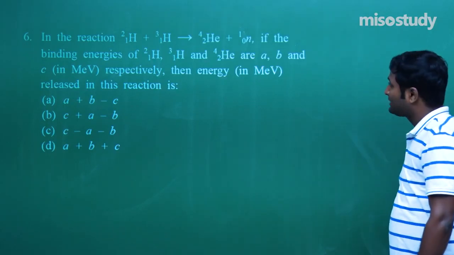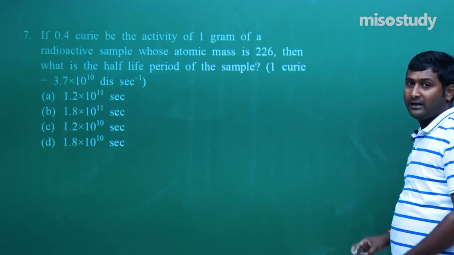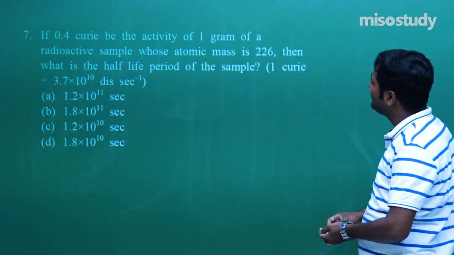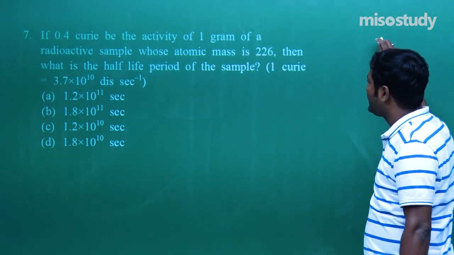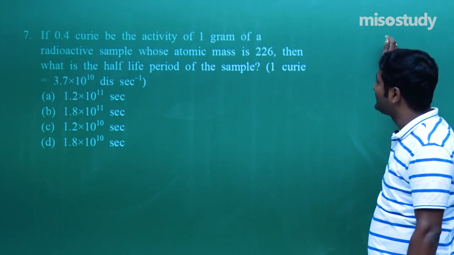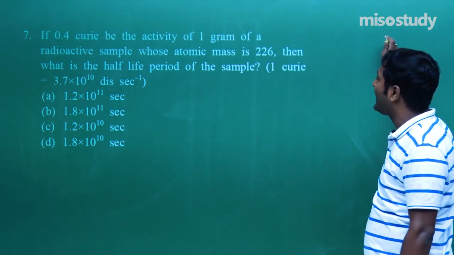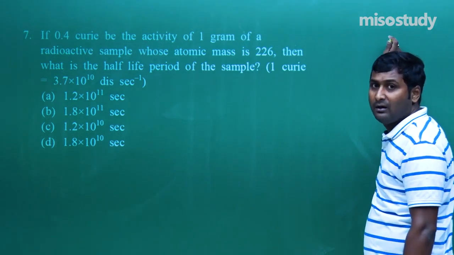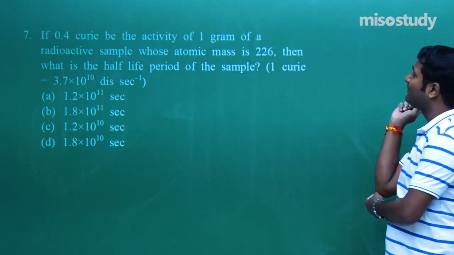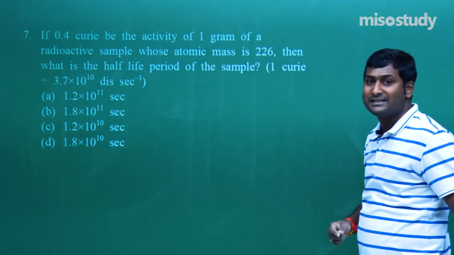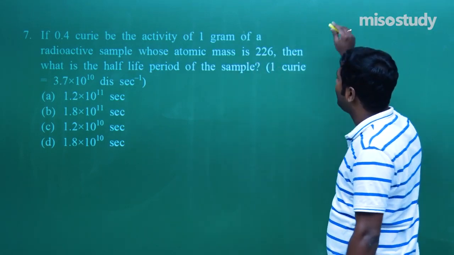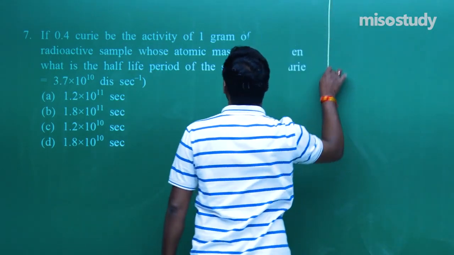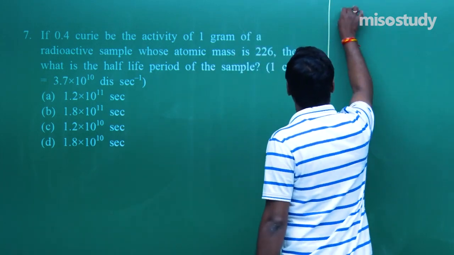Now let's move to question number 7. If 0.4 curie is the activity of 1 gram of a radioactive sample whose atomic mass is 226, then what is the half-life period of the sample? What is given here? The activity of 1 gram of the sample.